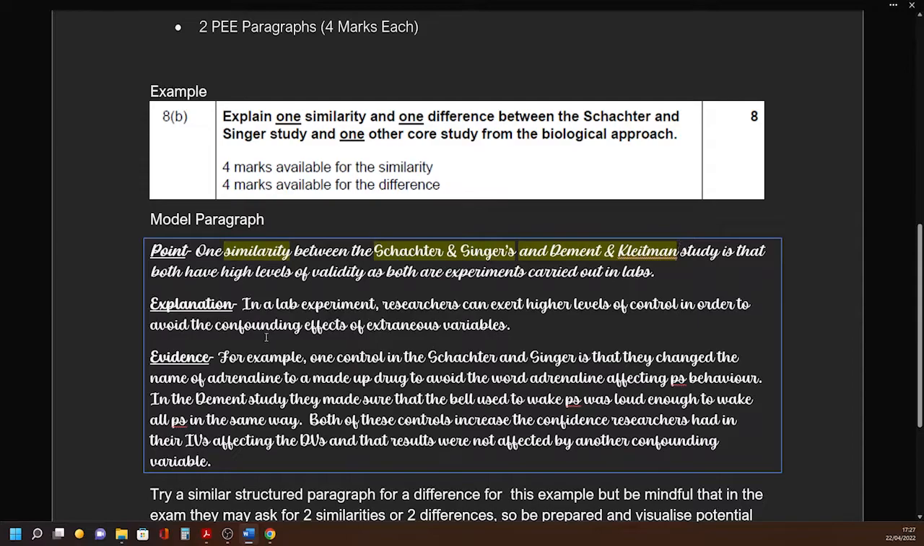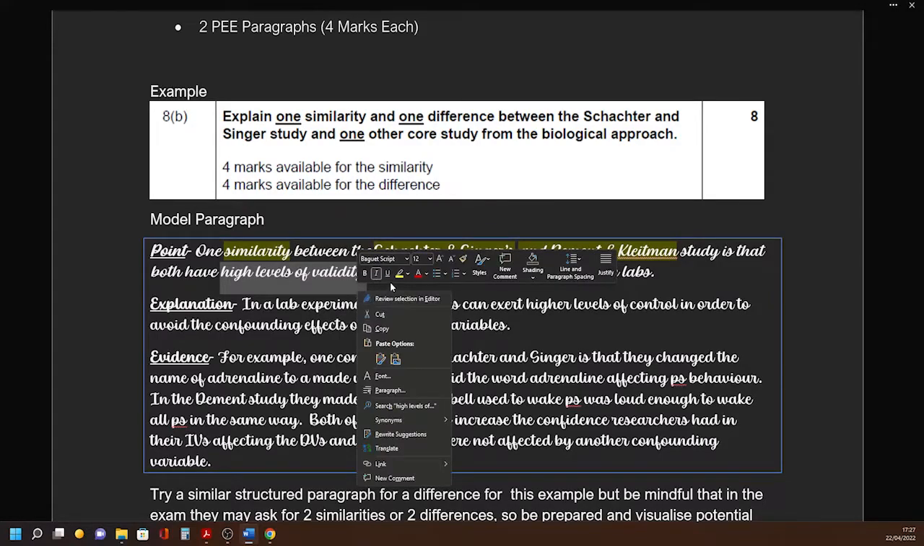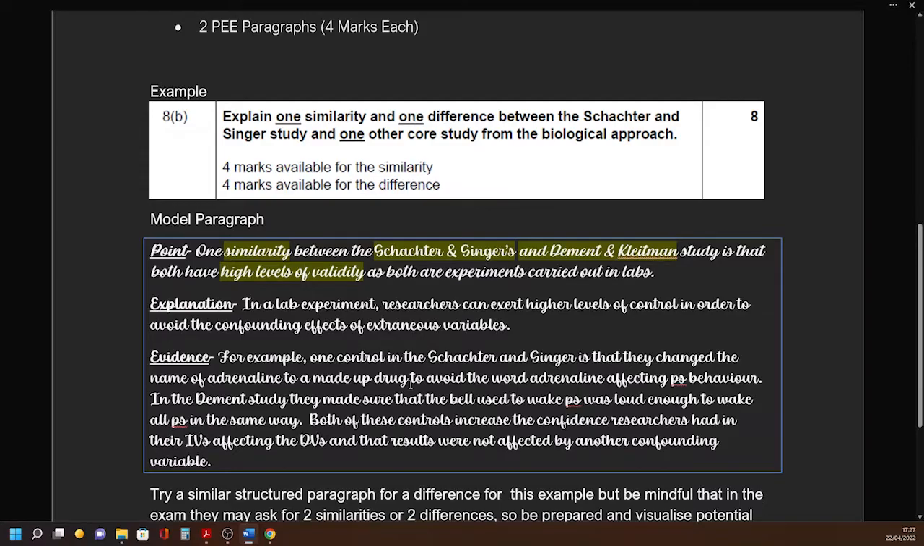And then I picked a credit-worthy similarity between the two studies, which is validity. Both of them are lab experiments. Both of them have high levels of controls and standardization, and they minimize a lot of potential problems by exercising a lot of experimental control. So in the sake of being succinct and intelligent with our time, I don't think I need to go further than that with my point.